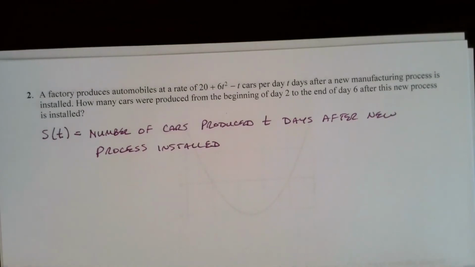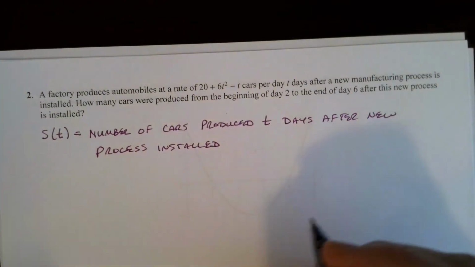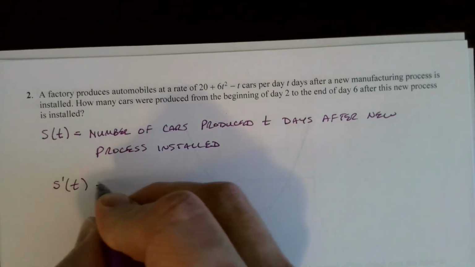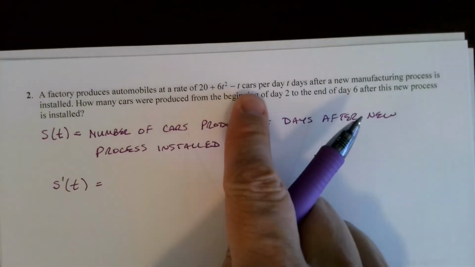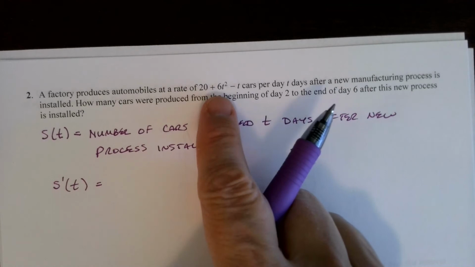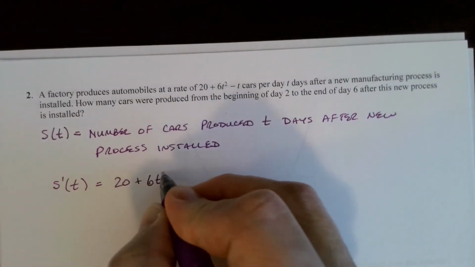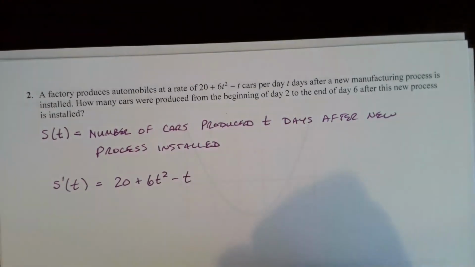Okay, after the new process is installed. So then of course S prime of t, the rate of change, is what? It's given here. This is the rate that the cars are produced, this many cars per day.